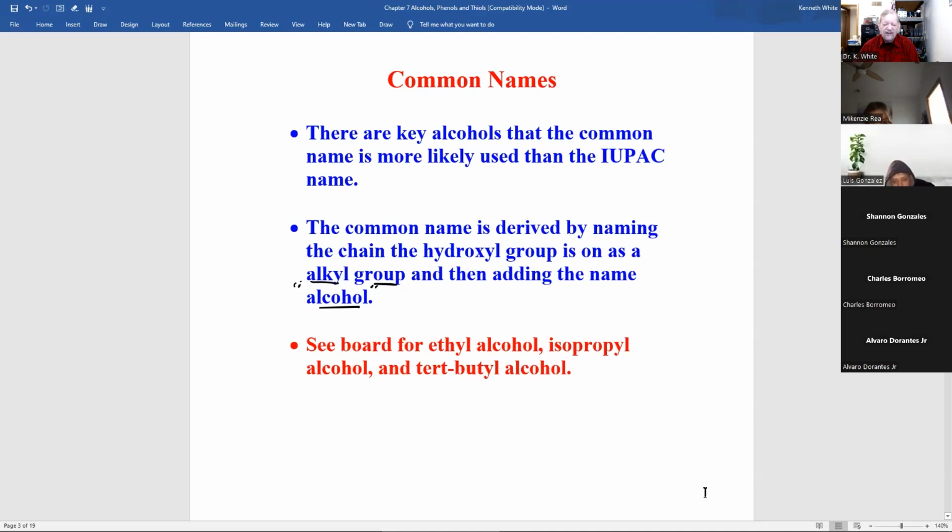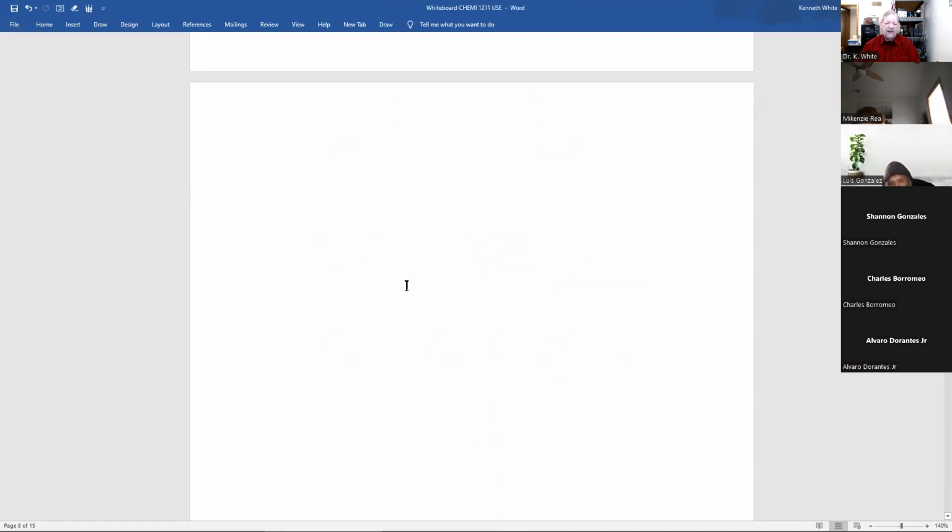Again, on a test, I won't ask you what is the common name, but what I will ask you is to be able to draw the structure from the common name. Why? Because this way, if you see it on a label or something, the rest of your life, you'll know what the structure is. So let's look at a couple.